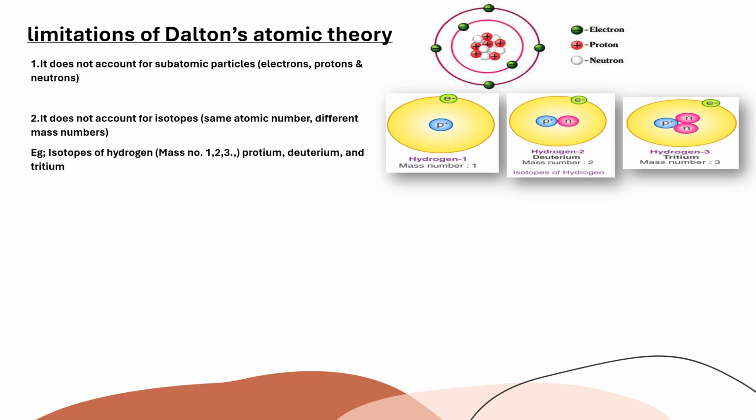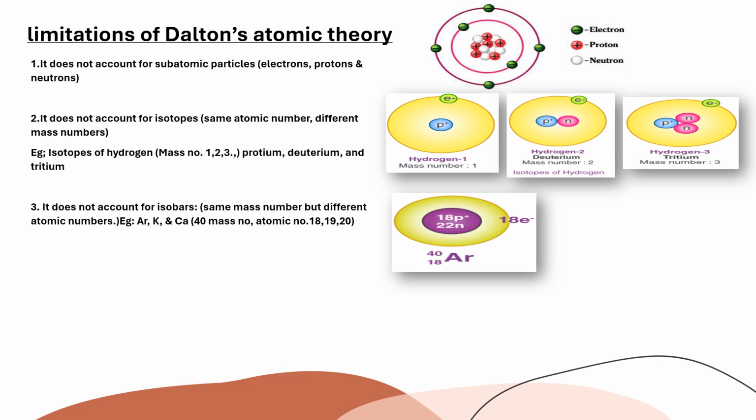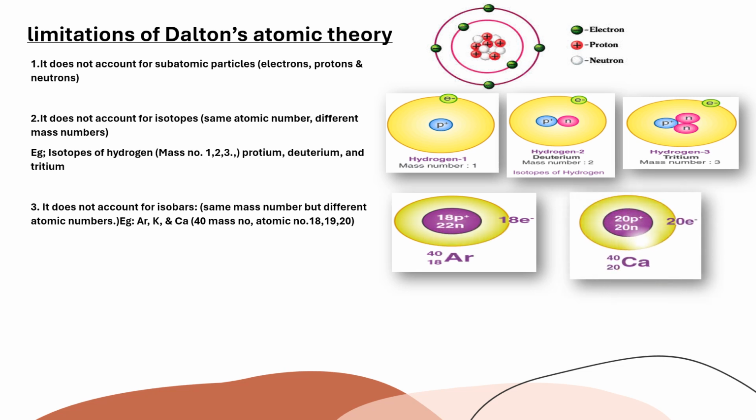And the third point is it does not account for isobars. Isobars means same mass number but different atomic numbers. See the example, argon, potassium and calcium have different atomic numbers but they have the same mass numbers. So why these elements have the same mass number, he didn't explain.